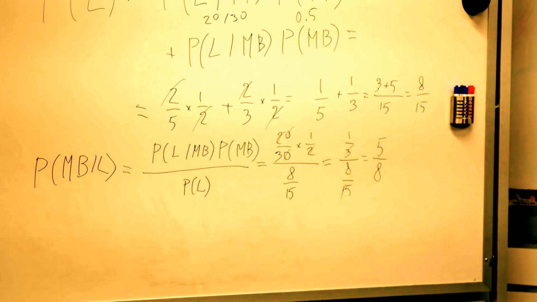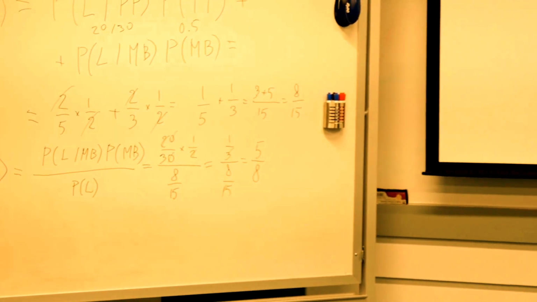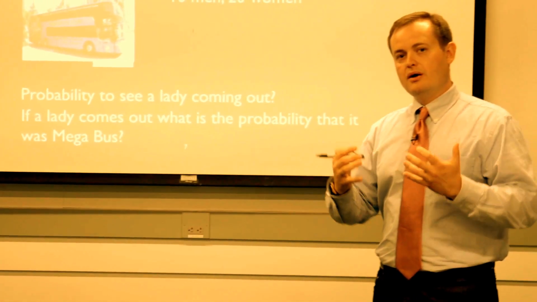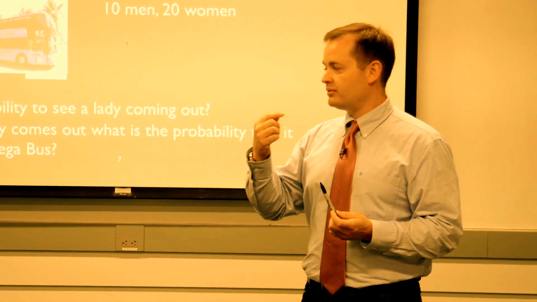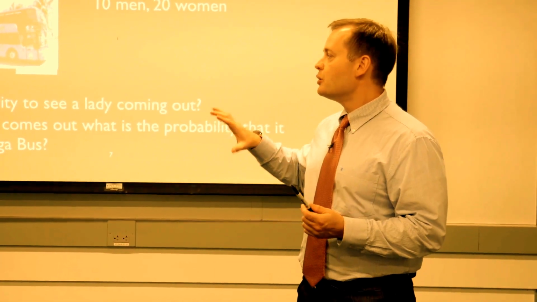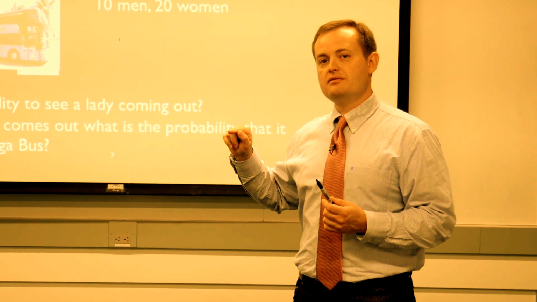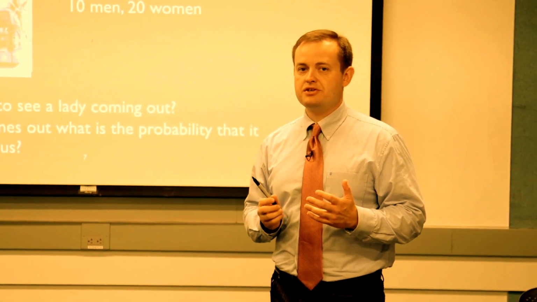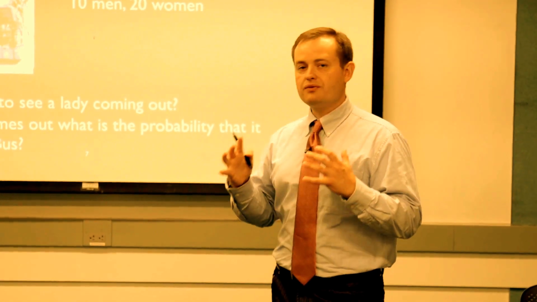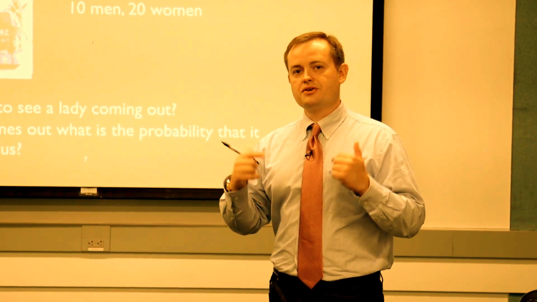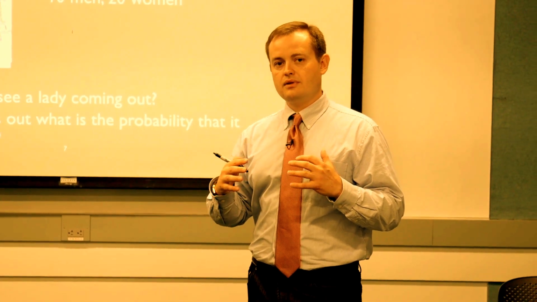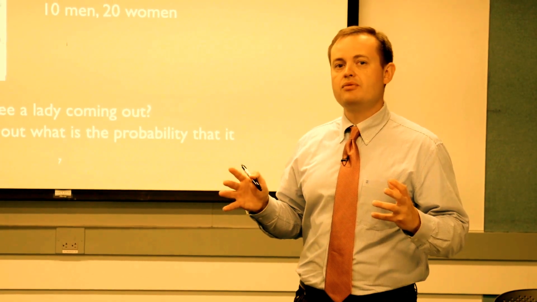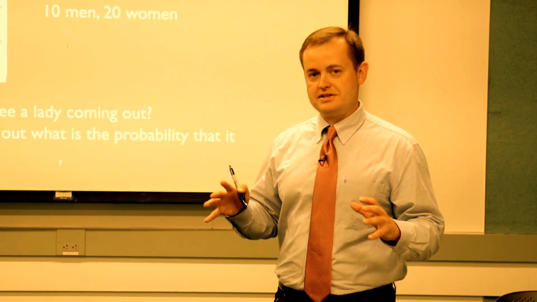So before we started with believing that the probability of a megabus coming is 50%, but now once we saw one lady coming out, our belief altered, and now we give 5 to 8 that megabus actually came. And that's pretty much the key to Bayesian inference. Each new observation alters your belief about the reality. And now once you process all the observations, you end up with a final estimate.